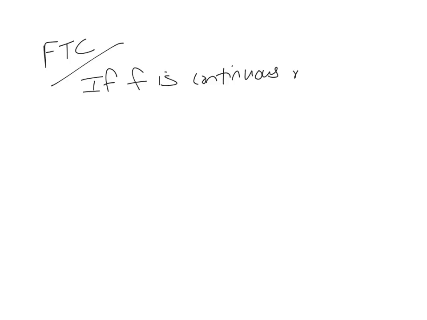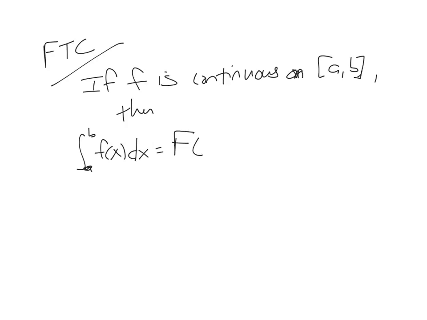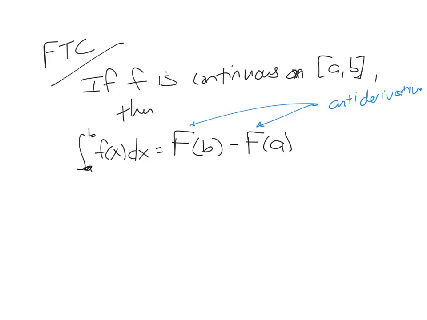Okay, so there's one condition to the fundamental theorem, and that is that f must be continuous on our interval. Then the definite integral from a to b is equal to big F of b minus big F of a, where big F is our antiderivative.